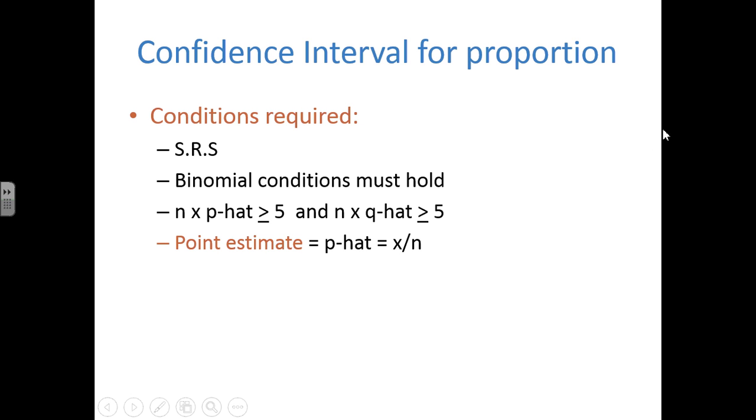Now, confidence intervals for proportion are the first confidence intervals that we are going to investigate, and these conditions must hold. First, our samples must be simple random samples.